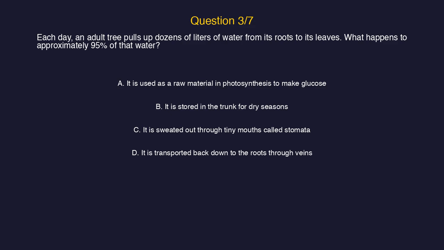Question 3. Each day, an adult tree pulls up dozens of liters of water from its roots to its leaves. What happens to approximately 95% of that water? A. It is used as a raw material in photosynthesis to make glucose. B. It is stored in the trunk for dry seasons. C. It is sweated out through tiny mouths called stomata. D. It is transported back down to the roots through veins. Time to think.